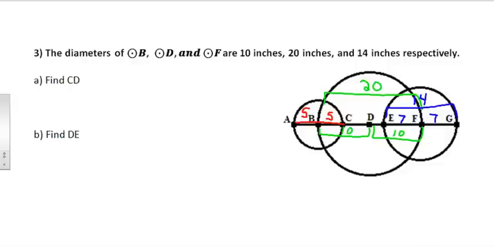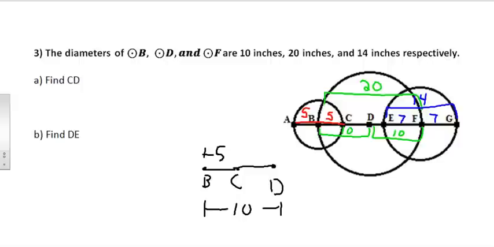So the question here, find CD. Well, if I know B to C is 5 units, and B to D is 10 units, then this other piece over here, using the segment addition postulate, would have to be another 5 units. So CD here would be 5.